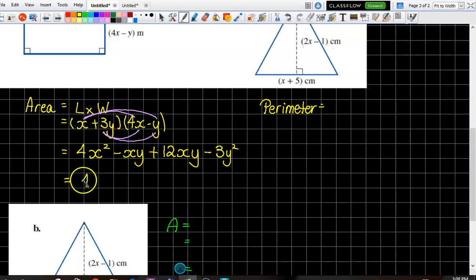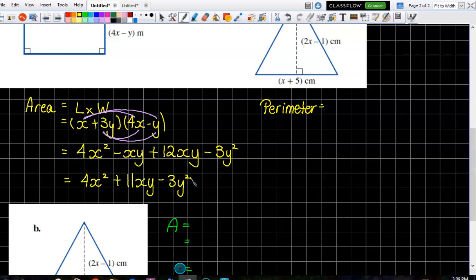Gather our like terms. 4x squared. What's my middle term? Excellent. Minus 1xy plus 12. It's plus 11xy. Happy days?